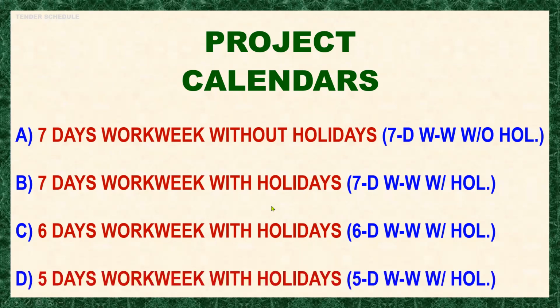Next is calendar D, a 5 days work week with holidays. This is ideal for office personnel working 5 days per week, but there are also some cases for site personnel working only 5 days a week.